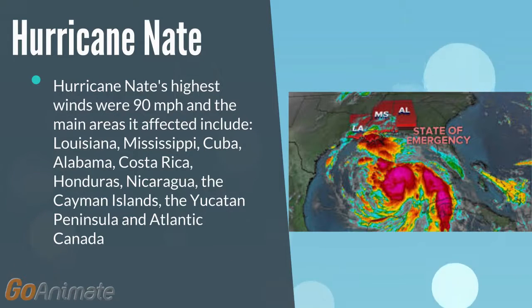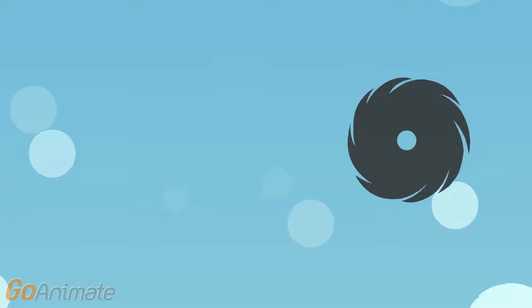Hurricane Nate's highest winds were 90 miles per hour, and the main areas it affected include Louisiana, Mississippi, Cuba, Alabama, Costa Rica, Honduras, Nicaragua, the Cayman Islands, the Yucatan Peninsula, and Atlantic Canada.